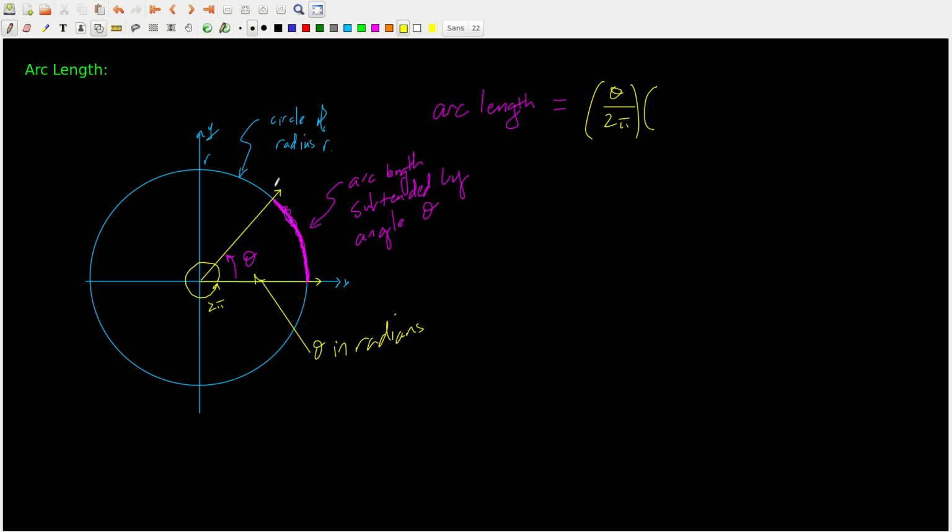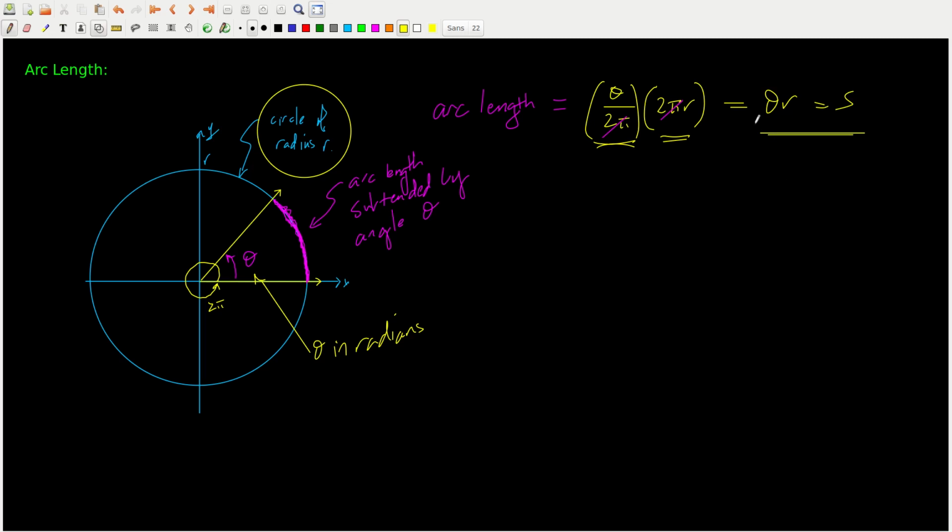And the total length around this circle, this is a circle of radius r, so the total length around this circle would be 2 pi r. And so multiplying those together, this is the fraction of the total circle we have, and this is the length of the total circle. Multiplying those things together, you can see that the 2 pi's cancel, and what we're left with is just theta r. And this is the arc length, we'll call it s.